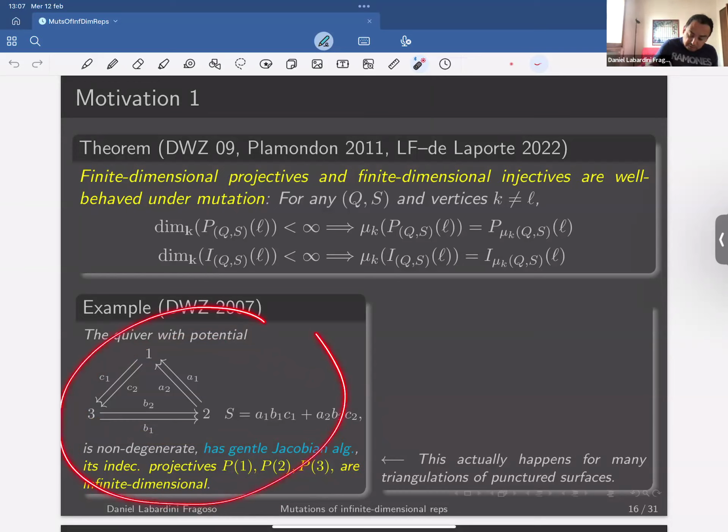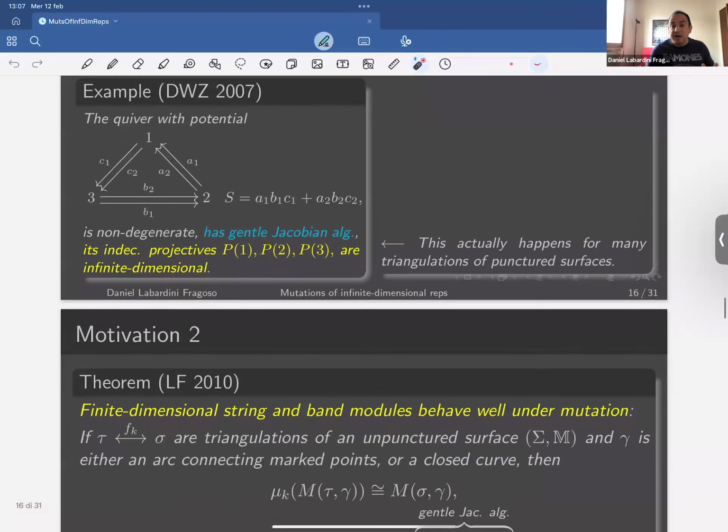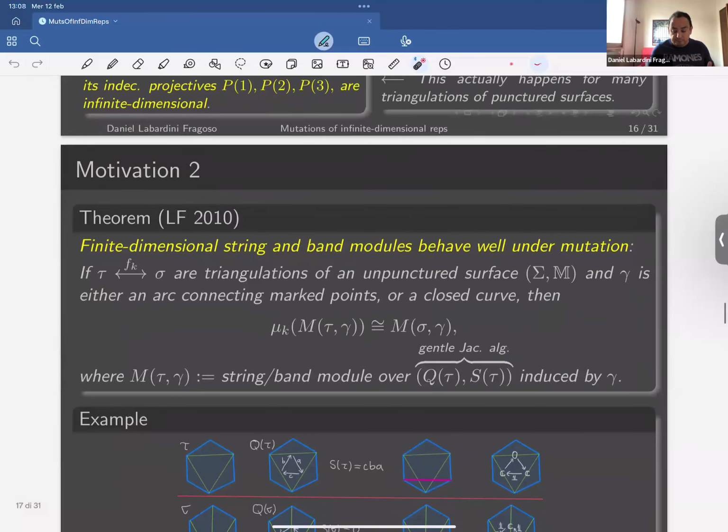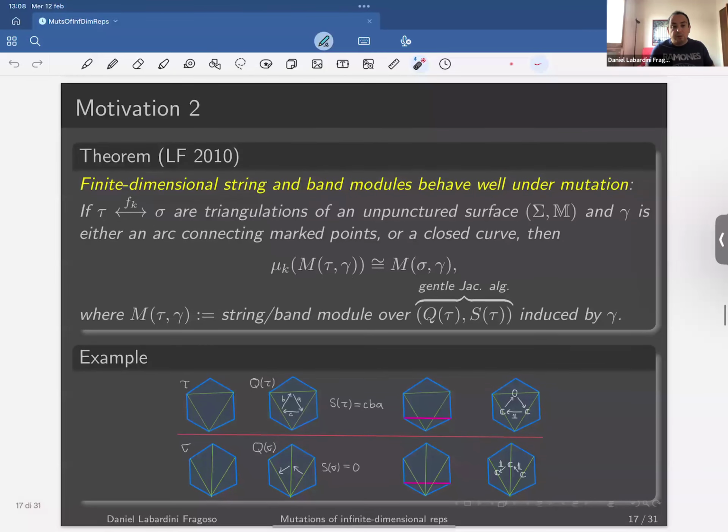And actually this situation happens for many triangulations of punctured surfaces. There are many triangulations of punctured surfaces that give us non-degenerate quivers with potential with infinite dimensional indecomposable projectives. So one would like to at least mutate those because they arise from good quivers with potential. That's one reason why one would like to mutate infinite dimensional representations.